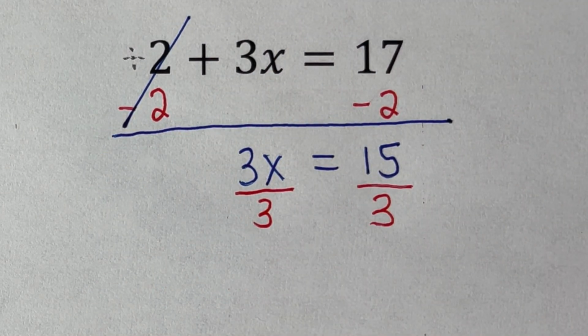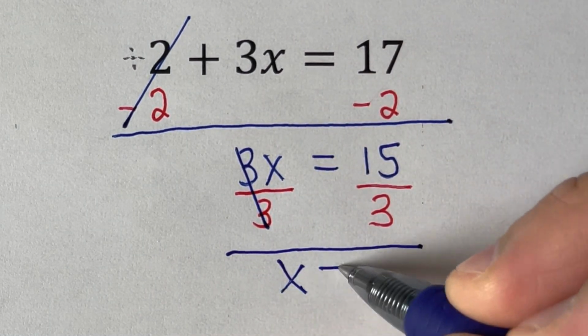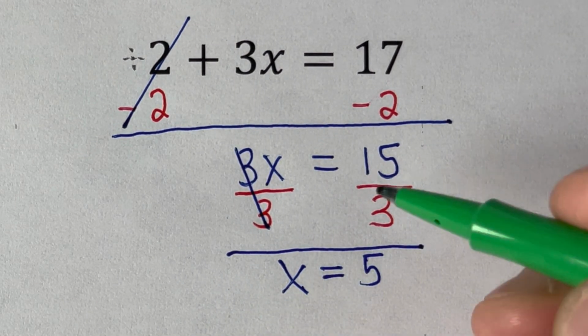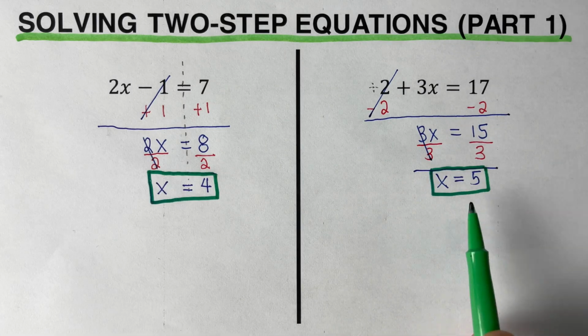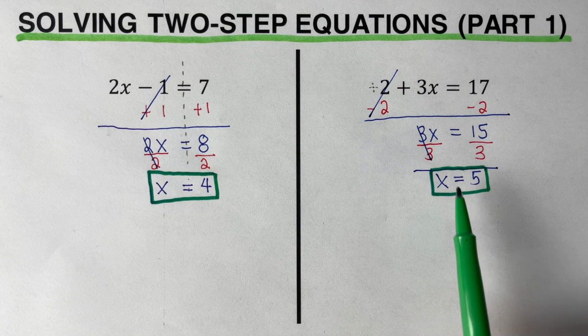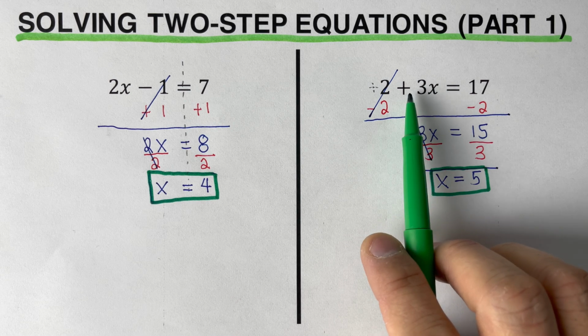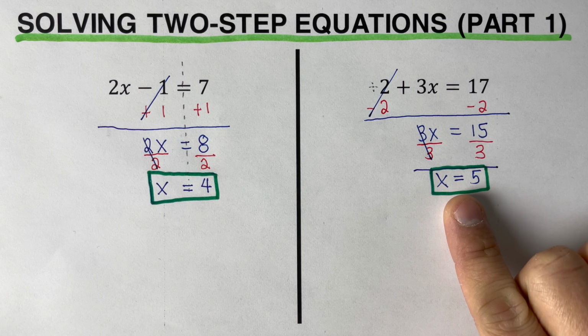So then we can cross the 3 out. We are left with x is equal to 5. So this is the value for x that will make this equation up here correct. And this makes sense because if we have 2 plus 3 times 5 is 15, so 15 plus 2 is 17. Did you get 5 as your answer to this problem right here?